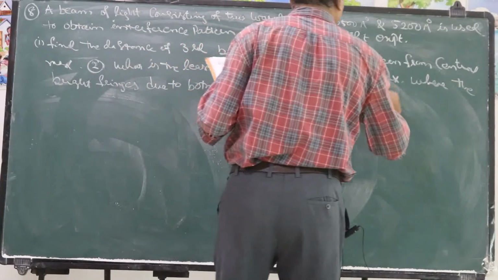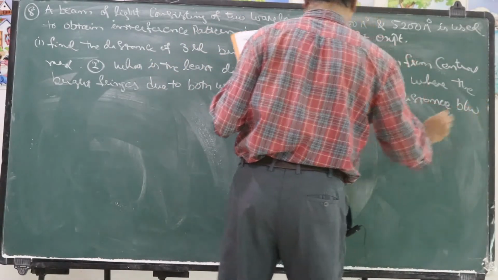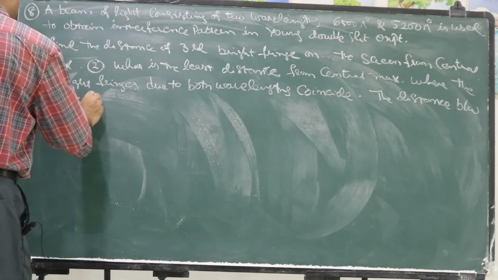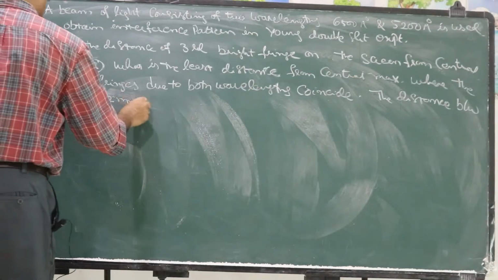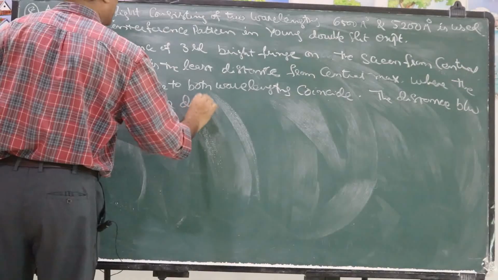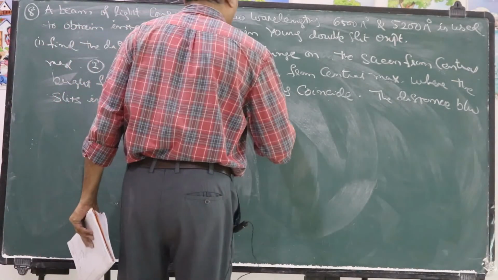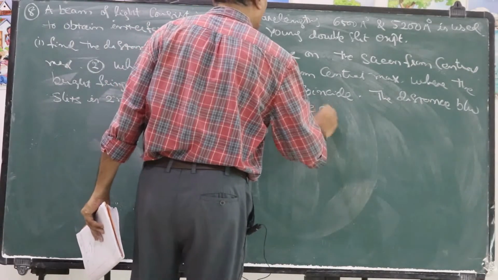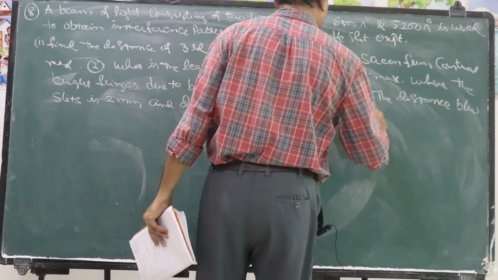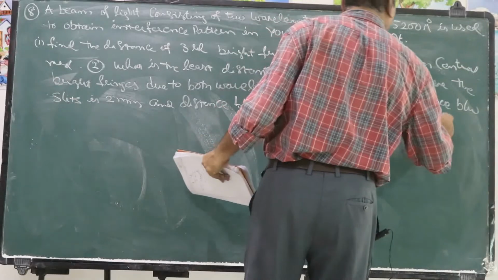The distance between slits is 2 millimeter and the distance between plane of slits and screen is 120 centimeter.